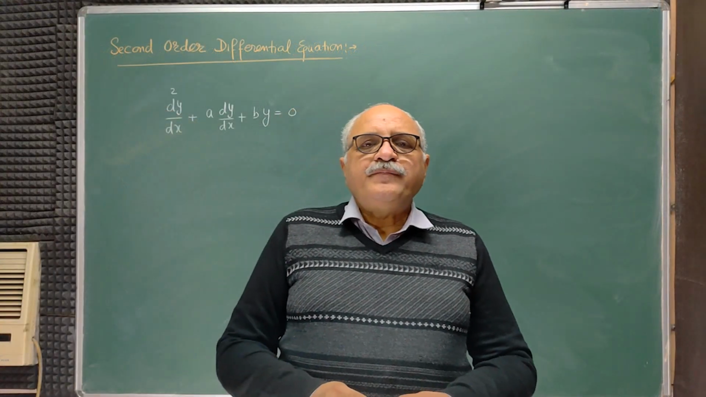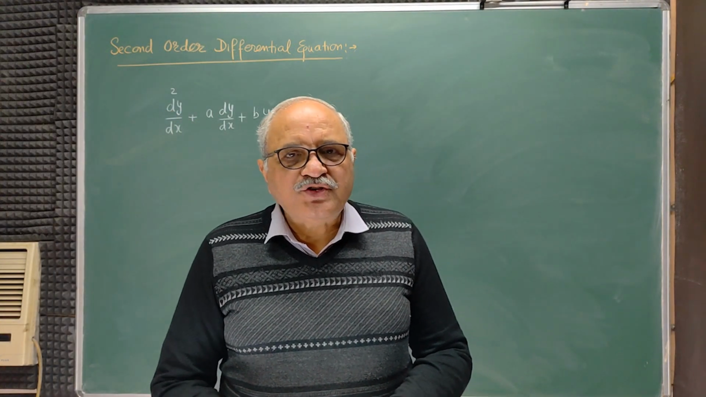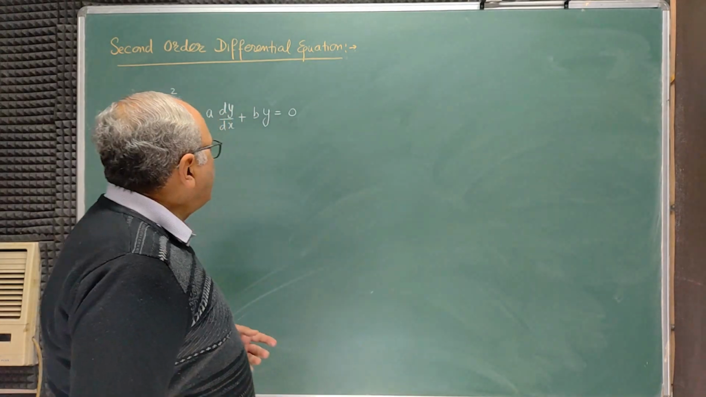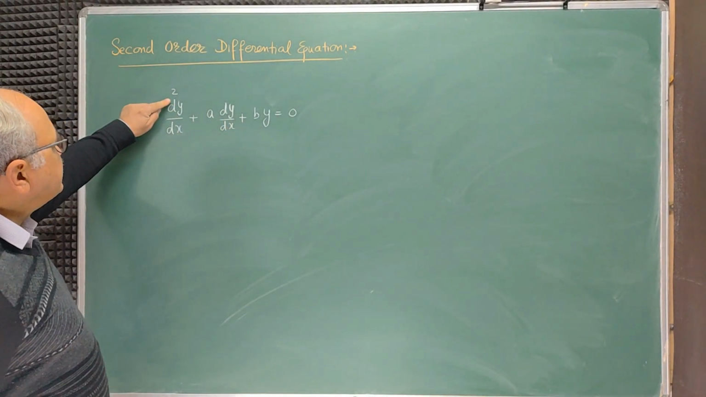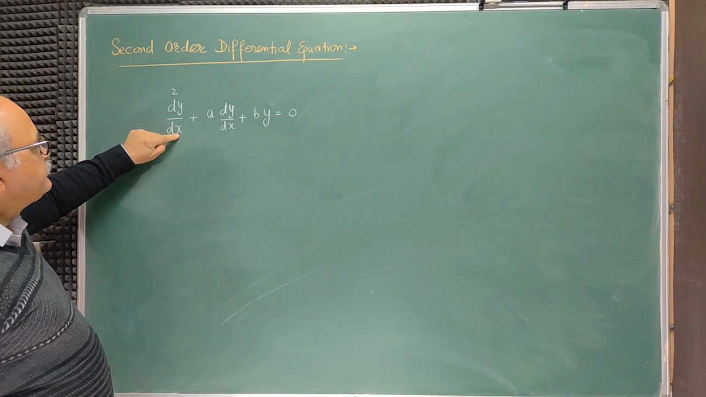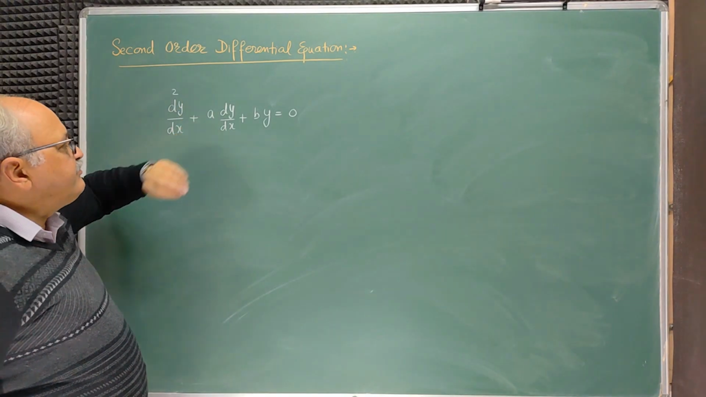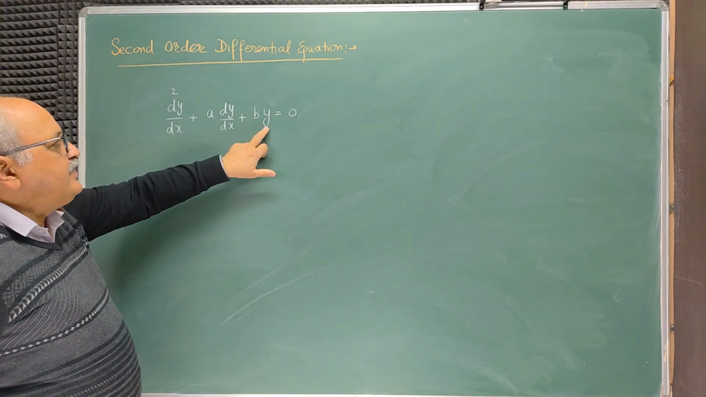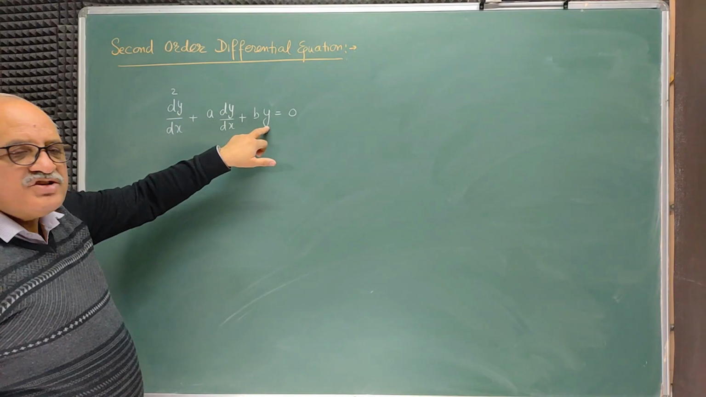Now let's take the second order differential equation. This equation may look like this. The second derivative, it can even have the first derivative and the variable which is dependent variable.